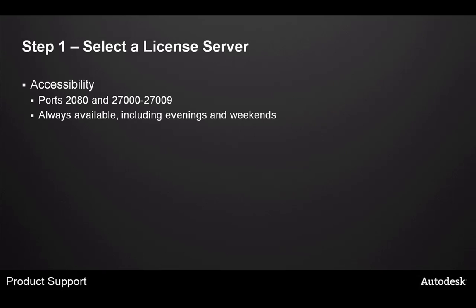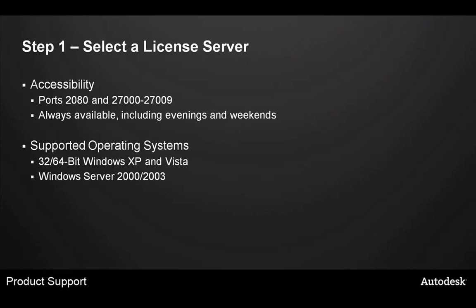The first step in the process is to select a license server. The first thing to consider is accessibility. The license server needs to be accessible by all client machines where the Autodesk software is to be installed. It needs to be able to communicate over ports 2080 and 27000 through 27009. It should also be a machine that is available whenever you have people in the office working with the software. This can include evenings and weekends.